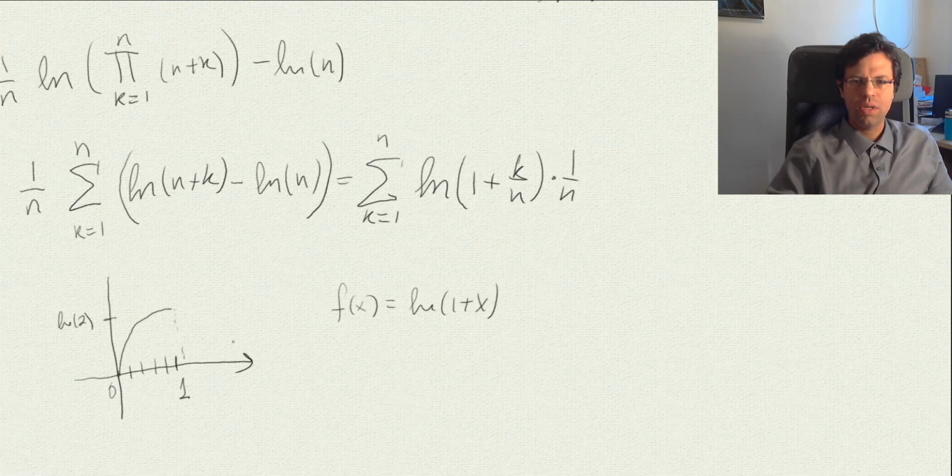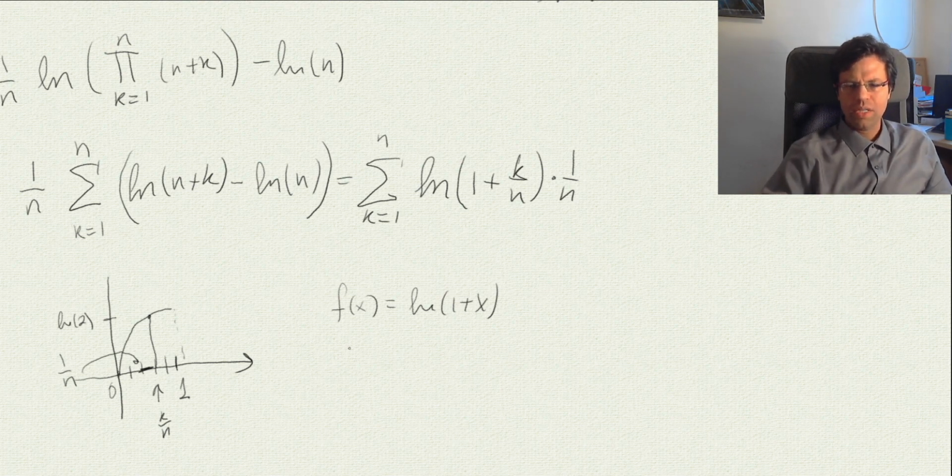Then we see here that in this sum, a point like this, an endpoint of an interval, is going to be k over n. That's our sample point. Here we're going to evaluate the value of the function, and the width of this interval is actually 1 over n, because they're all of the same size. So this is 1 over n here.